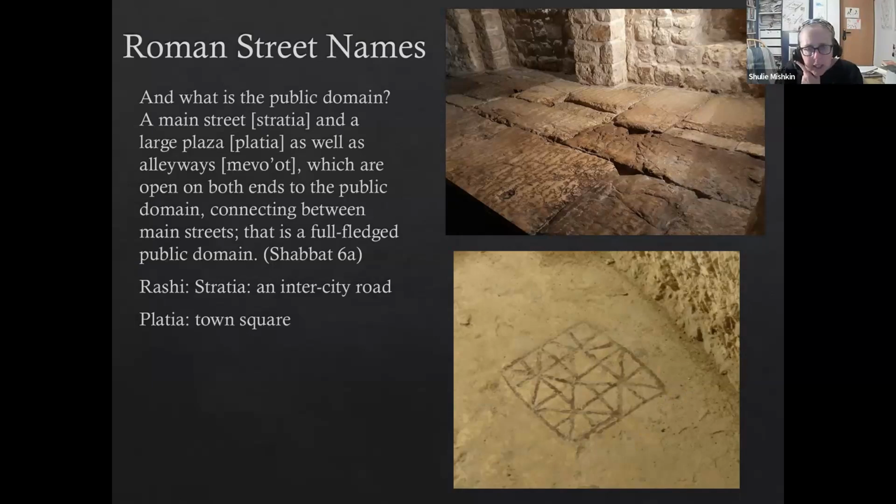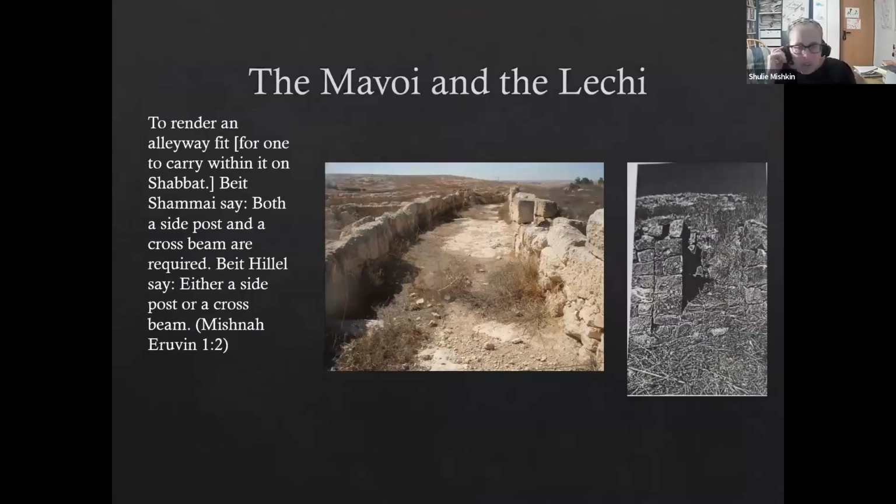The mavoi and the lechi, and I think we'll save the last slide for the next time because I want to do some questions. But we have endless conversations in Masechet Eruvin about how we can make places that we can carry in. Okay, if you have a mavoi she'eno mifulash, an alleyway that is closed on one end. And we have beautiful examples of this in the town of Susia, in the southern Hebron Hills, where we can see main streets and we can see alleyways that are closed on one end, that are open on both ends.